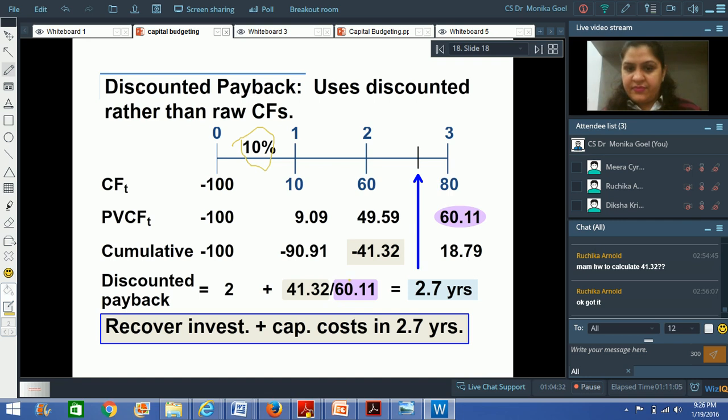And then is 4.32. Okay, sorry, you wrote 4.32, so 41.32. It is simply 90.91 plus 49.39, because I'm trying to find out the cumulative. 90.91 minus 90.91 plus 49.59 is equal to minus. Okay?